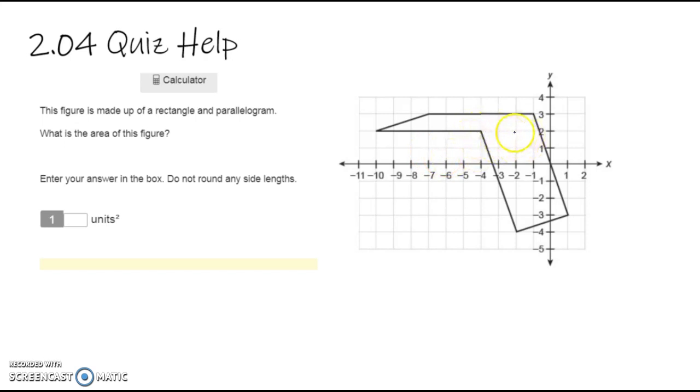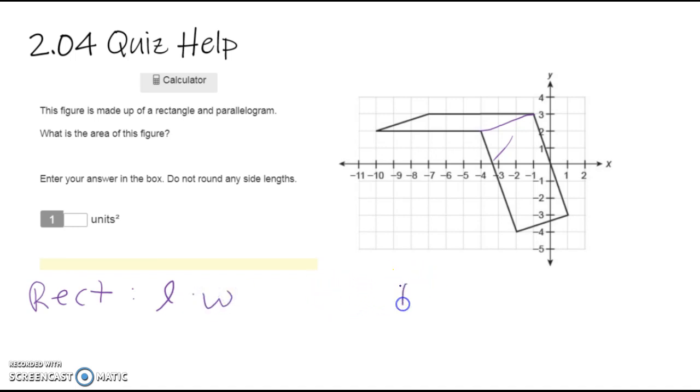So let's look and see if we can tell where the rectangle would be cut out. If you sketch in that line right there, you're going to see a rectangle over here, and then you're going to see that parallelogram at the top. Now, the area of a rectangle is just length times width. So that means we need to find the length and the width.